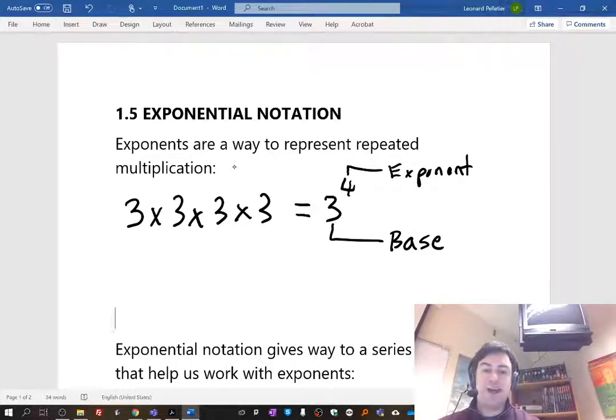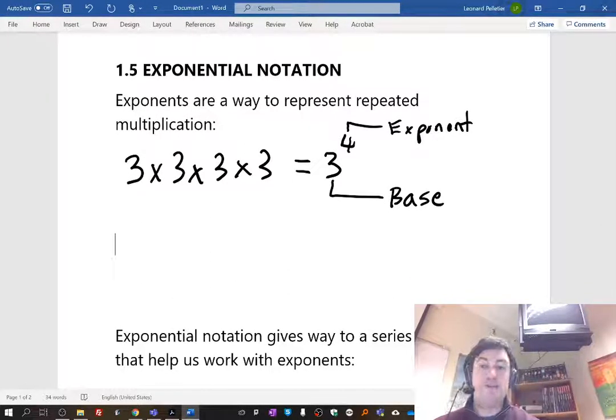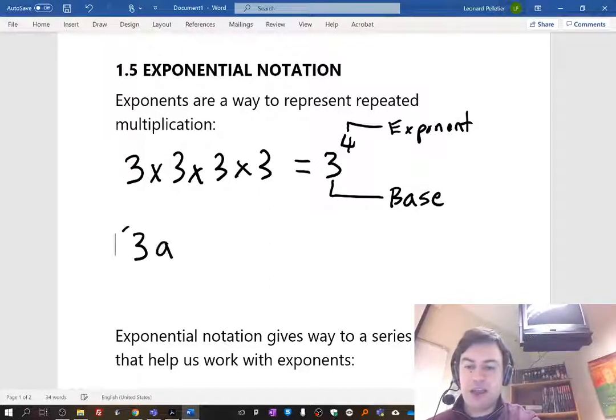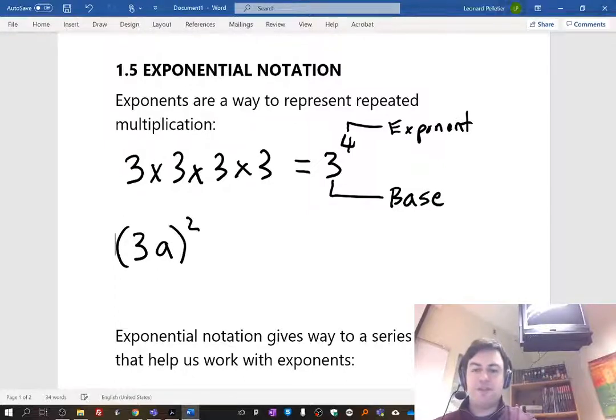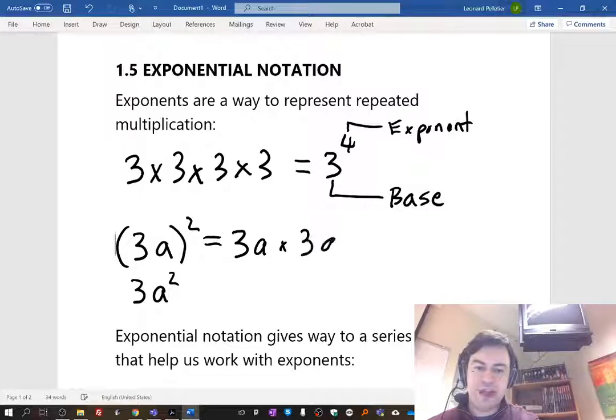So hopefully that's clear. There are a couple of tricky things that you have to watch out for. One of the things that often gets students is what is in the base. For example, here's something that you might see: (3a) squared versus 3a squared. In the first example, the thing that's in the parentheses, that whole thing is the base. So parentheses can include multiple things in the base.